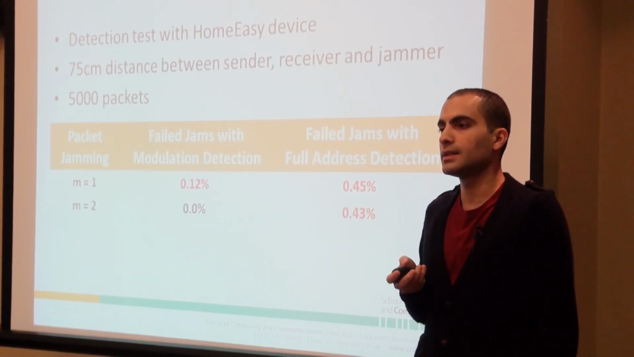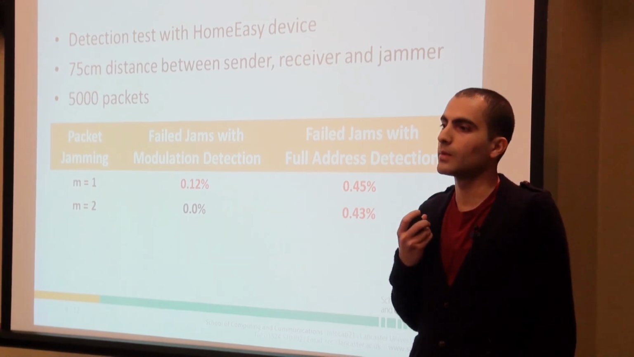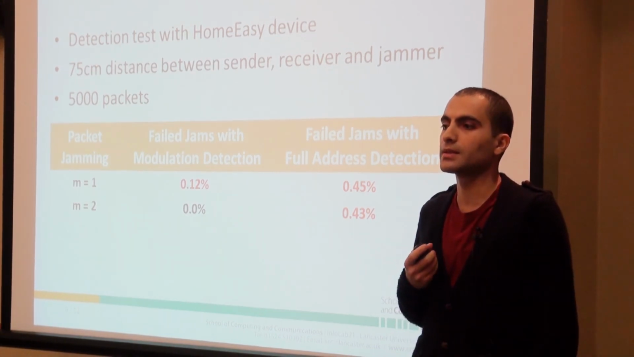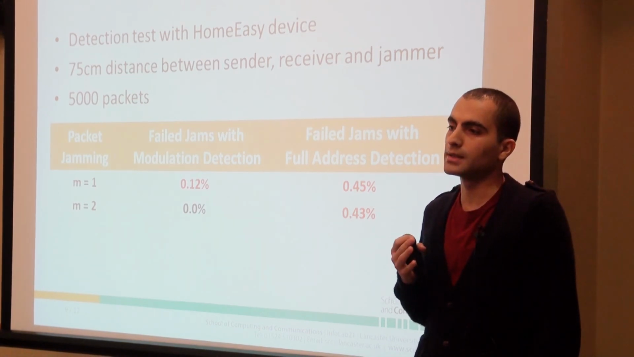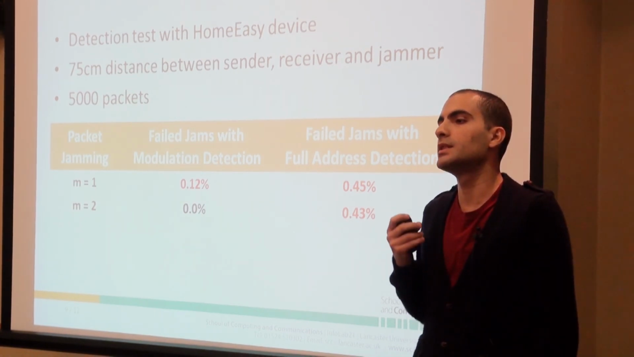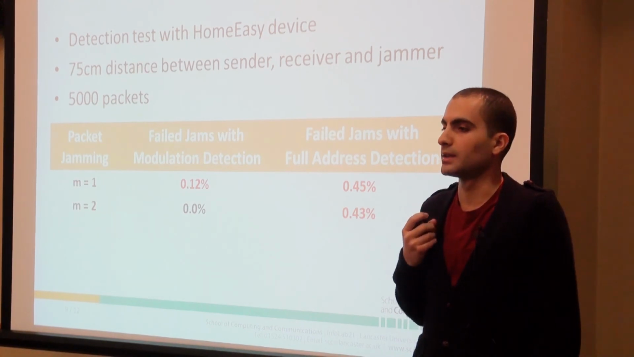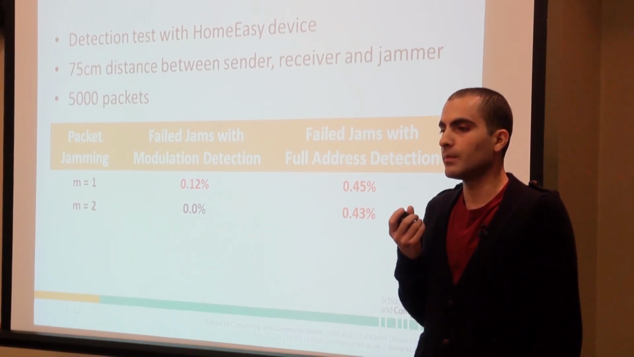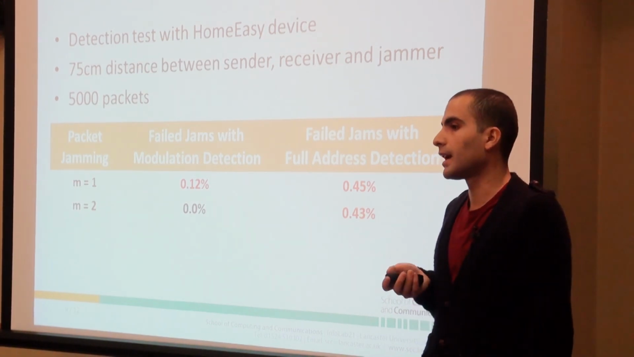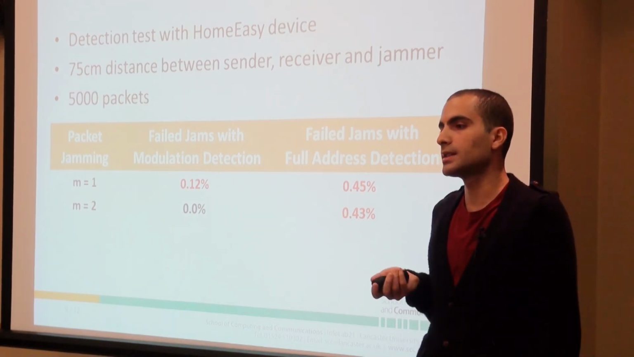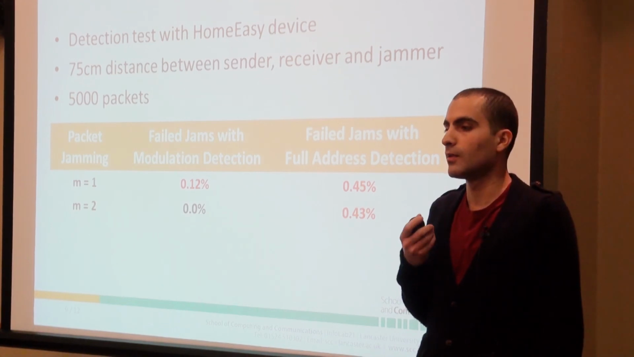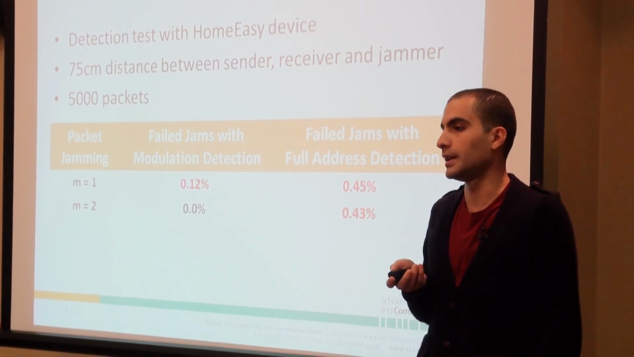Our second test is the detection test. We did this with HomeEasy devices. Our sender, receiver, and jammer are located 75 centimeters apart, and we send 5,000 packets. We jam 1 packet and 2 packets, and we have modulation detection and full address detection. As you can see, we again have a very small failed jam rate.